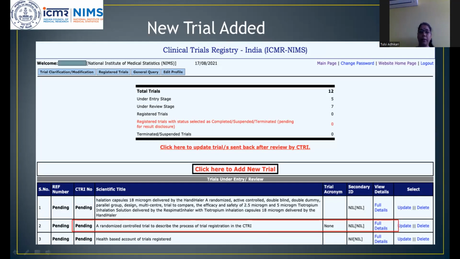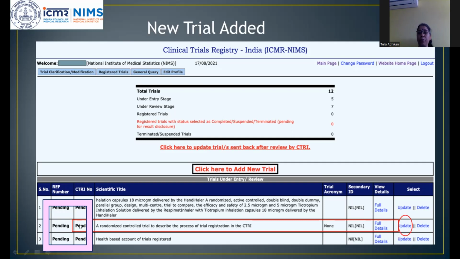Okay, so this is a trial for which you have entered the title and acronym and all that. Then you can see that your reference number is not yet generated. CTRI number definitely not generated. So both the reference number and CTRI number are pending. Why? Because you have yet to enter your trial details.